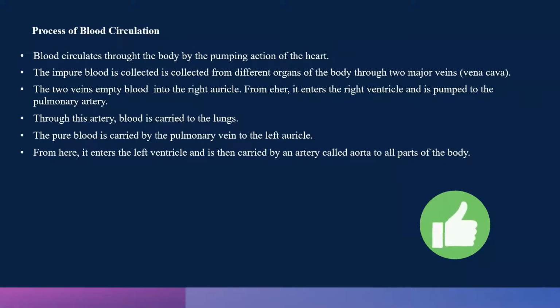Now let us move on to the process of blood circulation. Blood circulates throughout the body by the pumping action of the heart. The impure blood is collected from the different organs of the body through 2 major veins, that is the vena cava. The 2 veins empty blood into the right auricle. From there, it enters the right ventricle and is pumped to the pulmonary artery. Through this pulmonary artery, blood is carried to the lungs. The pure blood is carried by the pulmonary vein to the left auricle.